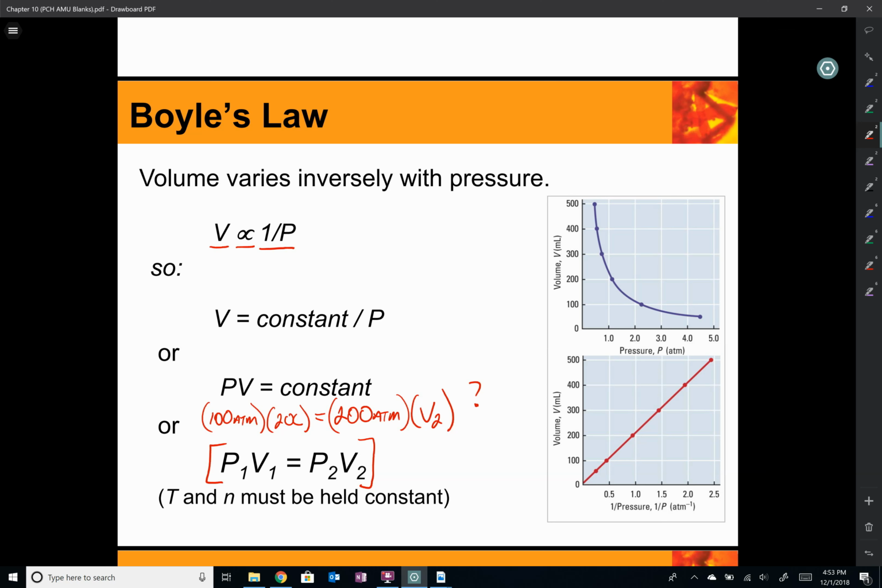So Boyle's Law is used to compare changing pressure and volume for a system. The assumption that we make is that temperature and moles must be held constant. Another way that you might see this written is PiVi equals PfVf, where i is initial and f is final. So initial pressure and volume equals final pressure and volume. So if we're changing the pressure or the volume of a given system, this is where we use that equation.